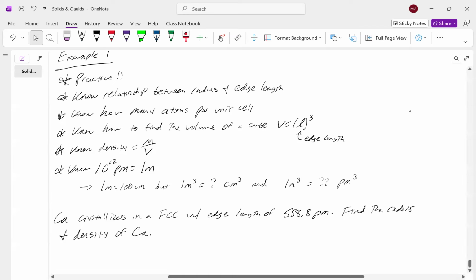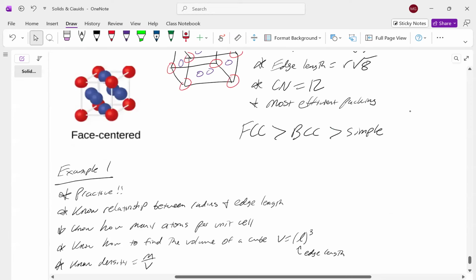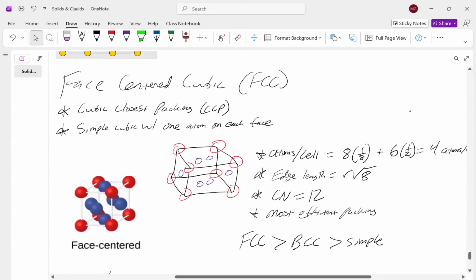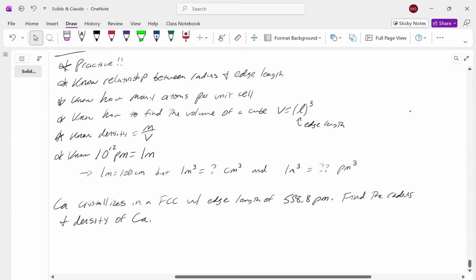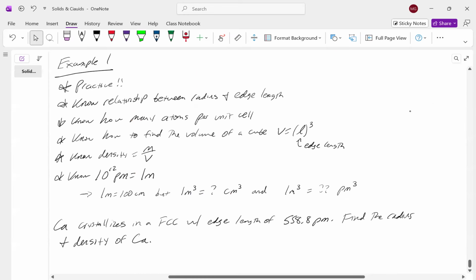You need to know the relationship between radius and edge length. And each of these types of cubic templates that we talked about has that relationship between edge length and radius. You need to know how many atoms are per unit cell. Again, that's just a memorizing thing.